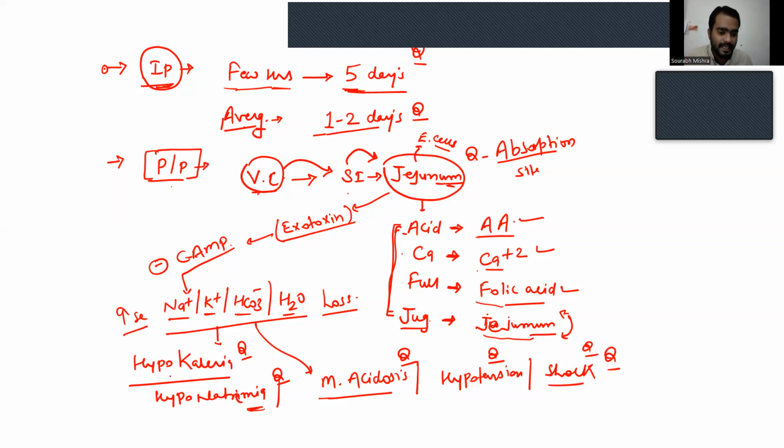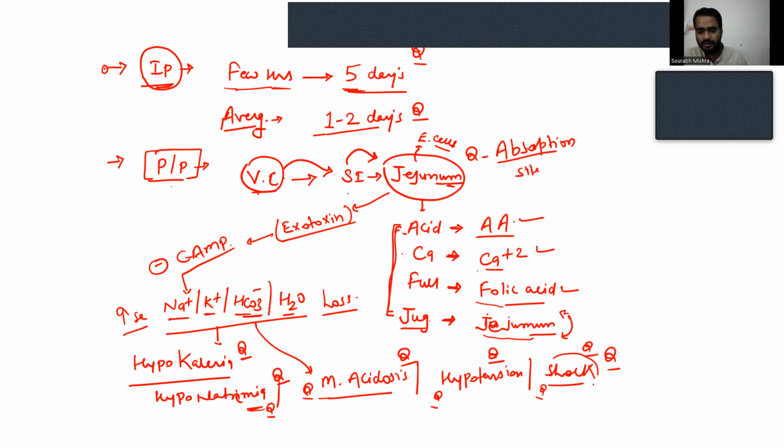If your sodium loss is more, obviously you see hyponatremia. If potassium loss is more, it indicates a hypokalemia condition. If bicarbonate loss is more, at that time you see metabolic acidosis, and hypotension is also seen, and shock is also seen.